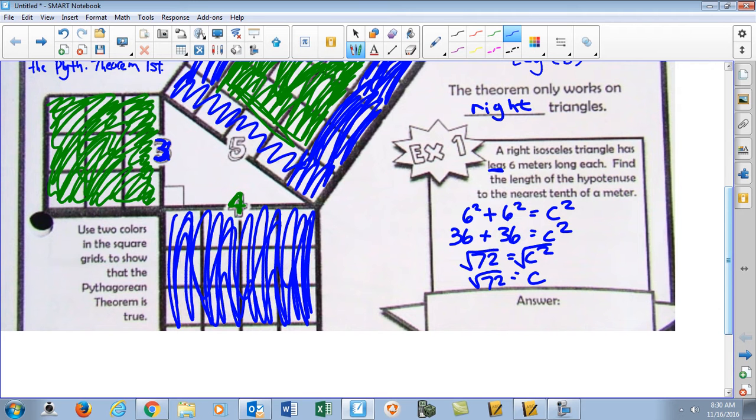Now, it said to the nearest tenth, right? Which means they want us to find the value of this square root. Is 72 a perfect square? No. So you come up with 8.4852, so 8.5 is our answer. 8.5 what? Meters. This is not squared because we're not talking about area here. We're talking about the length of one side. So it's just meters. So 8.5 meters would be our answer.